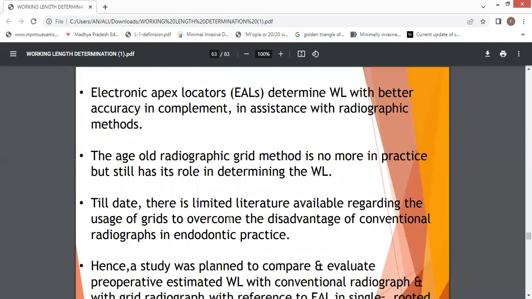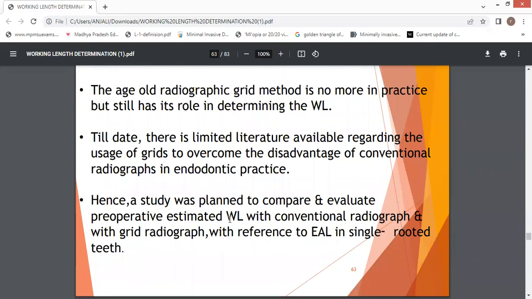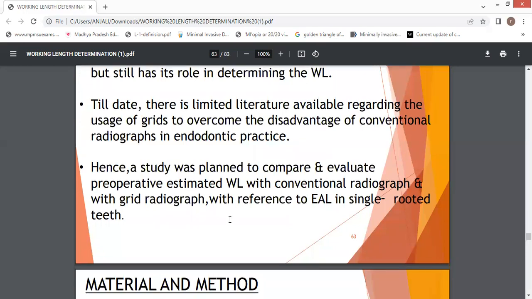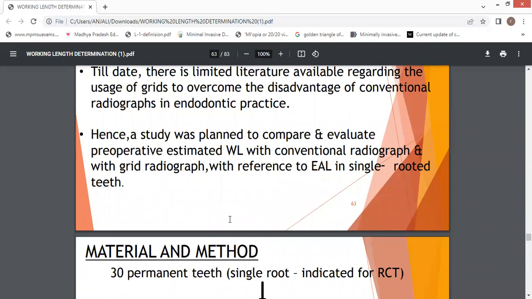The age-old radiographic grid method is no more in practice but still has its role in determining the working length. Till date, there is limited literature available regarding the uses of grids to overcome the disadvantages of conventional radiographs in endodontic practice. Hence, a study was planned to compare and evaluate preoperative estimated working length with conventional radiograph and with grid radiograph, with reference to EL in single rooted teeth.